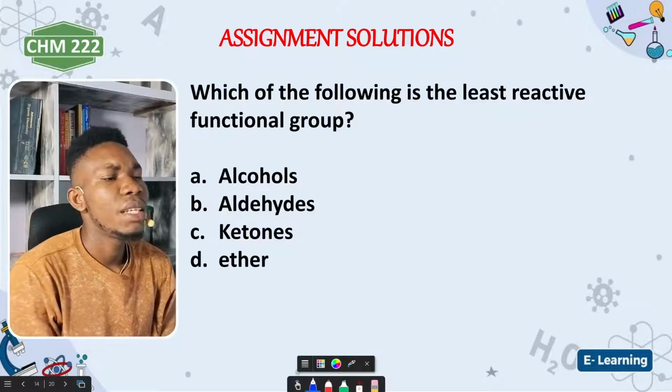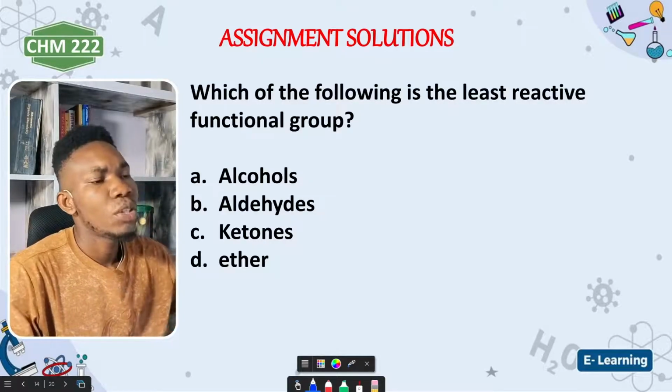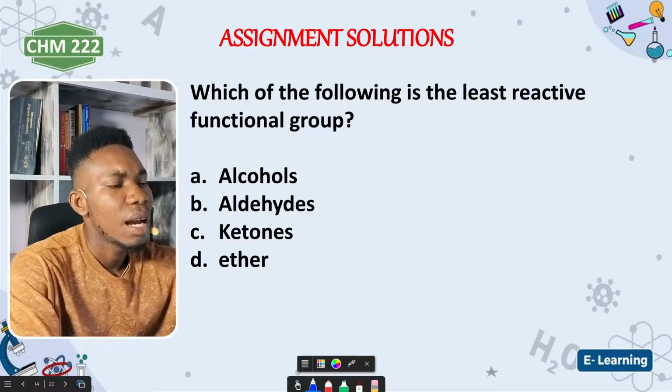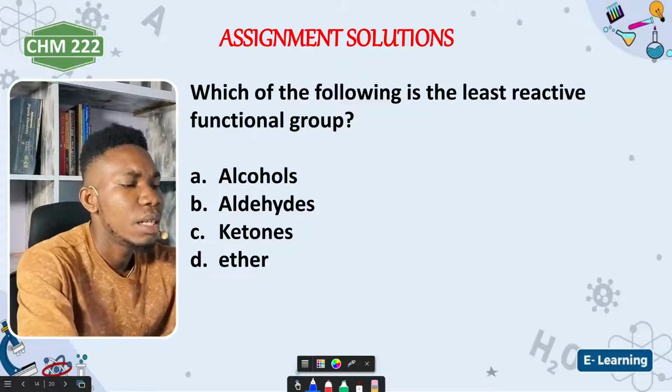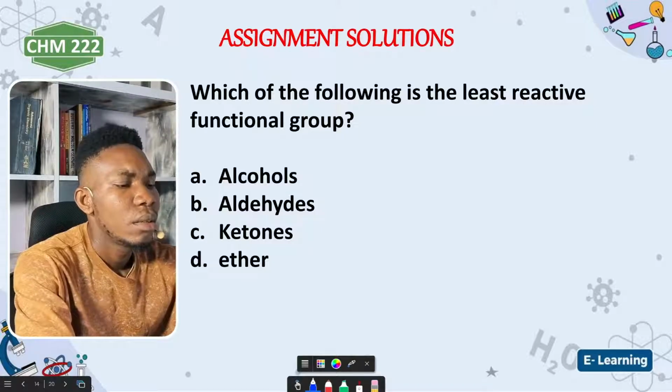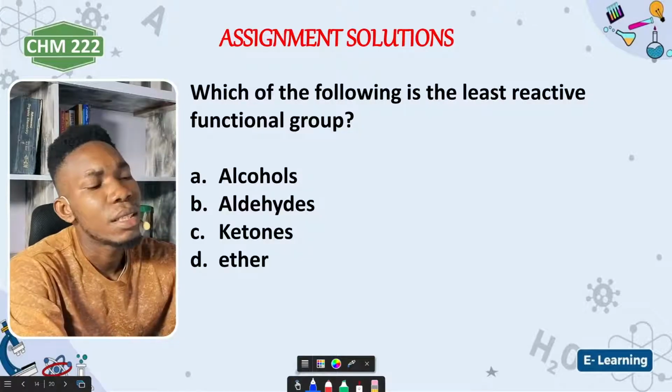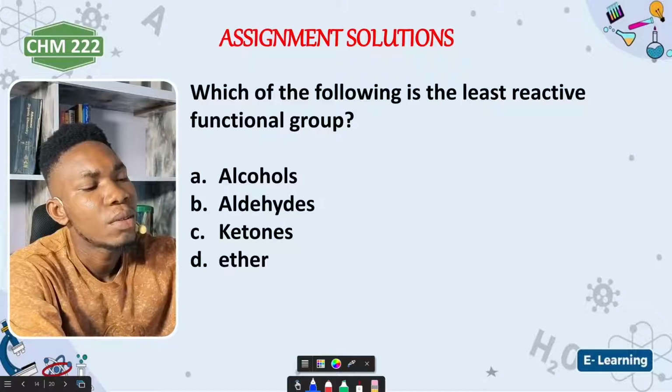Now, which of the following is the least reactive functional group? Which of these functional groups do you think is least reactive? Alcohols, aldehyde, ketone, ether. Which of these functional groups is least reactive? Alcohols, aldehyde, ketone, in your own thinking, and ethers. Which of them do you think is least reactive among all the ones we've listed so far?